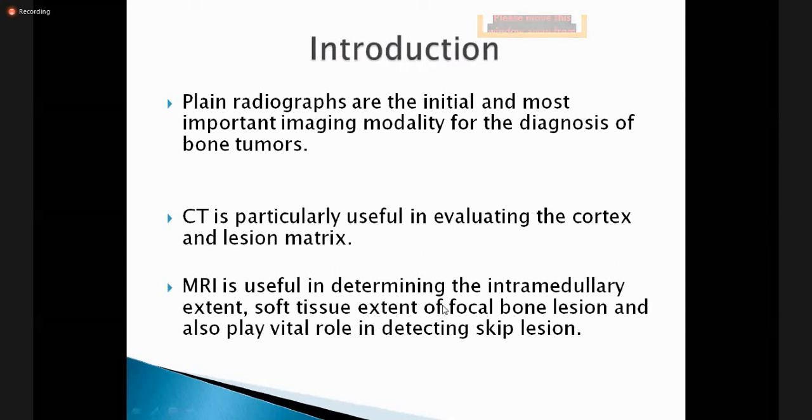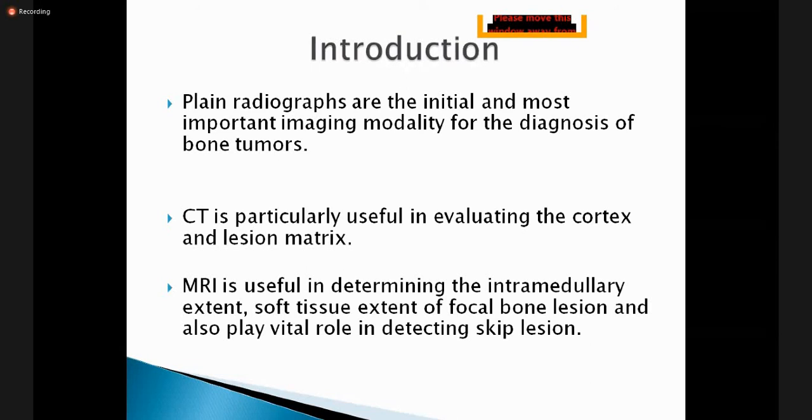MRI is useful in determining the intramedullary extent of the tumor and the soft tissue extent of the focal bone lesion, and it also plays a vital role in detecting skip lesions, because some tumors involve multiple areas in a single bone. So a subtle or small bone tumor can be detected by MRI.